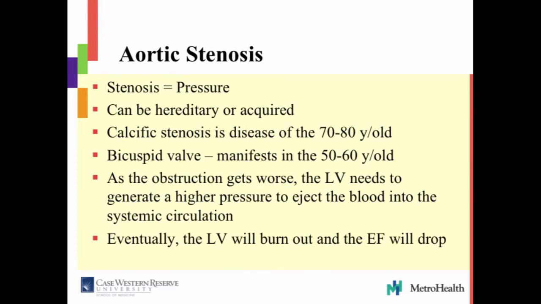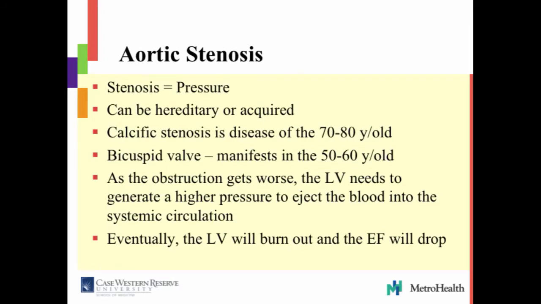The hereditary aortic stenosis, we see in congenitally bicuspid valves. Usually they manifest when they're 50 or 60. Now, where's the problem in aortic stenosis? You have a gradient between the left ventricle and the aorta. The aortic valve is stiff.